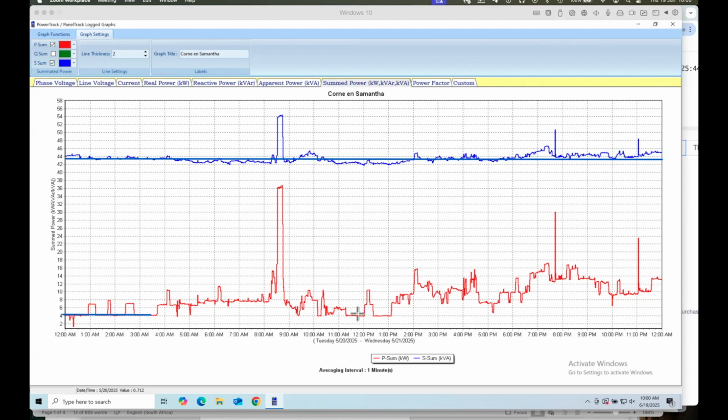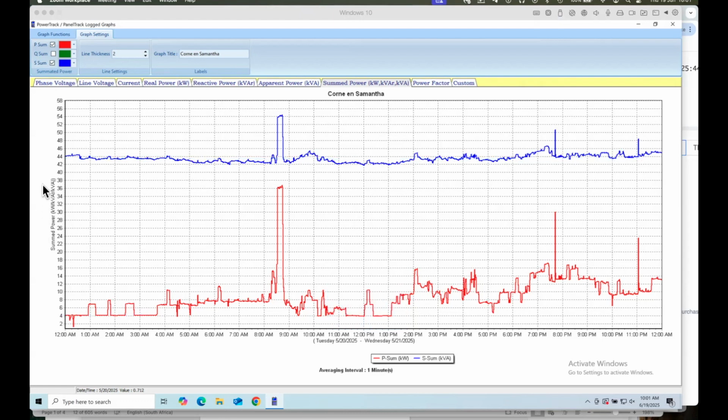So even if we look at this section over here, let me change that to a block. Even if we look at that section over there, we've got the solar system producing power and reducing the consumption down to 4 kilowatts, but our power factor, our demand on our transformers remain 44 kVA.